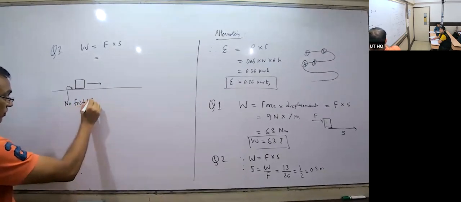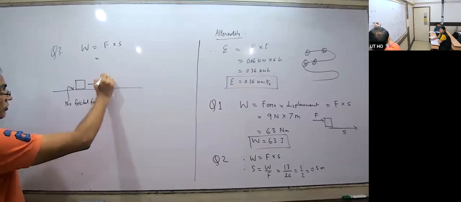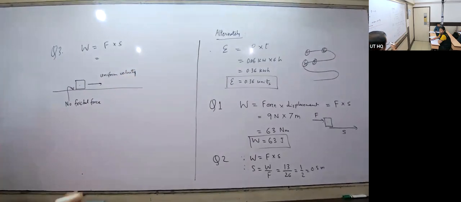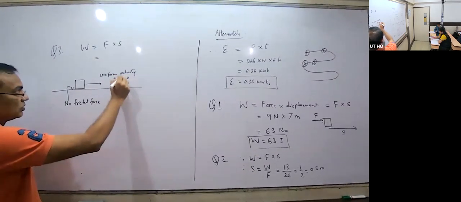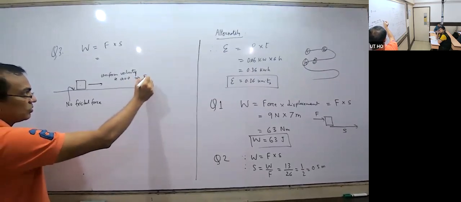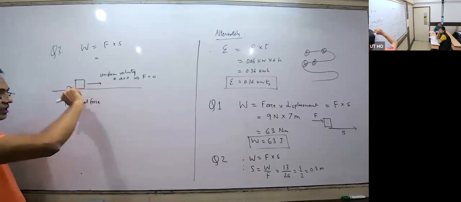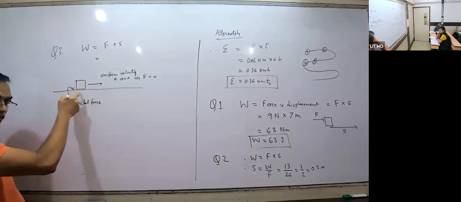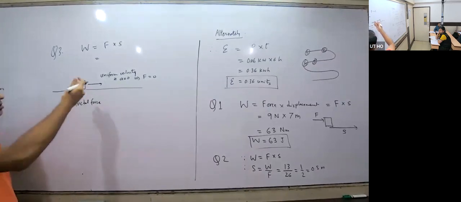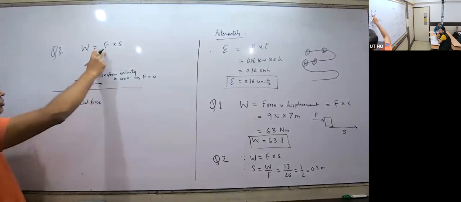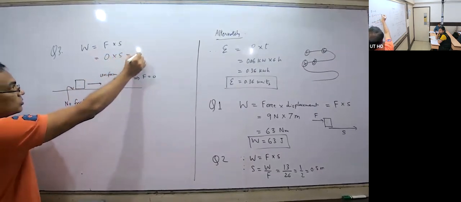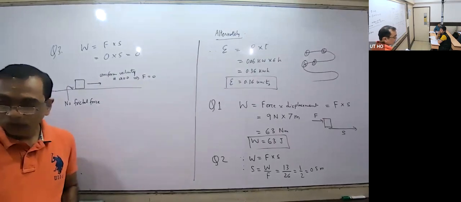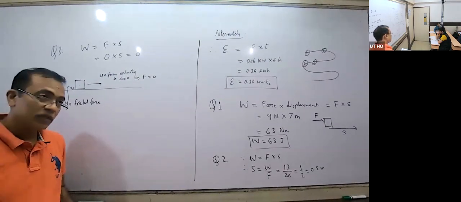No frictional force. And it is moving with uniform velocity. Uniform velocity means acceleration is zero. What does this mean? Force is equal to zero. So, in the direction of motion, there is no force because acceleration is zero, and there is no frictional force opposing it. So there is no force acting on this body. So work done is zero. Right? So if force is zero, work done is zero. What was the question? Is the body doing some work? Answer is no, because there is no force acting on the body.